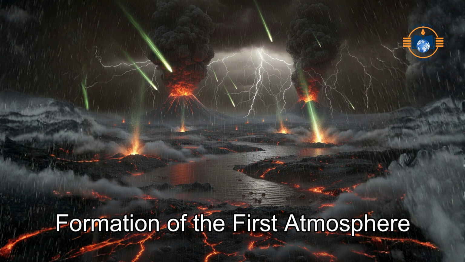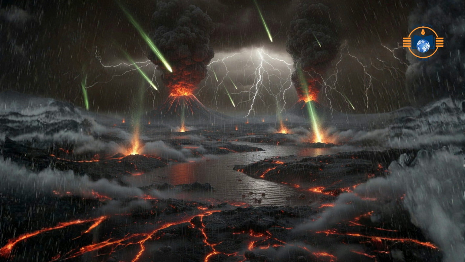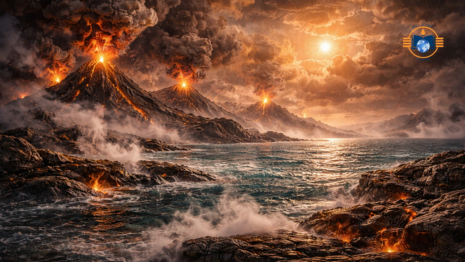Formation of the first atmosphere. Earth's earliest atmosphere developed mainly through volcanic activity. It consisted primarily of water vapor, carbon dioxide, methane, and ammonia. There was no free oxygen in the atmosphere during the Hadean Eon. This atmosphere helped retain heat and allowed water to remain in liquid form despite the faint early sun.